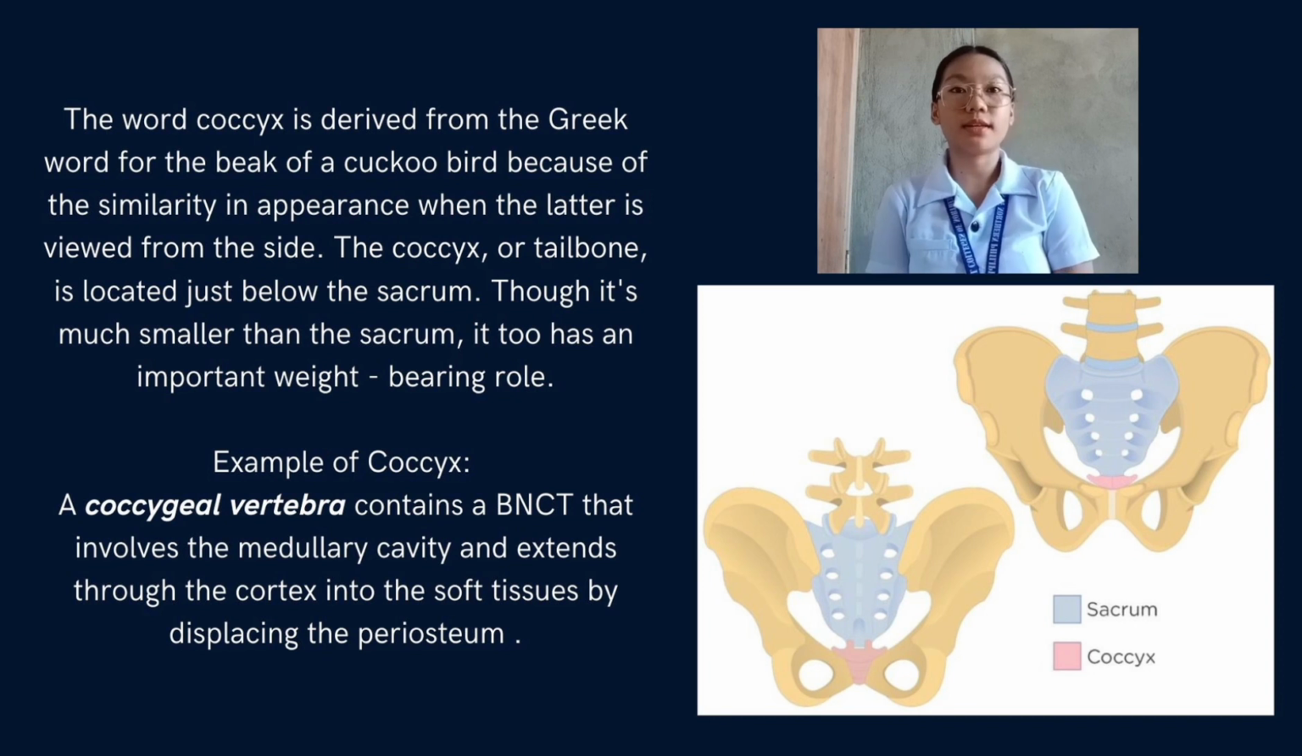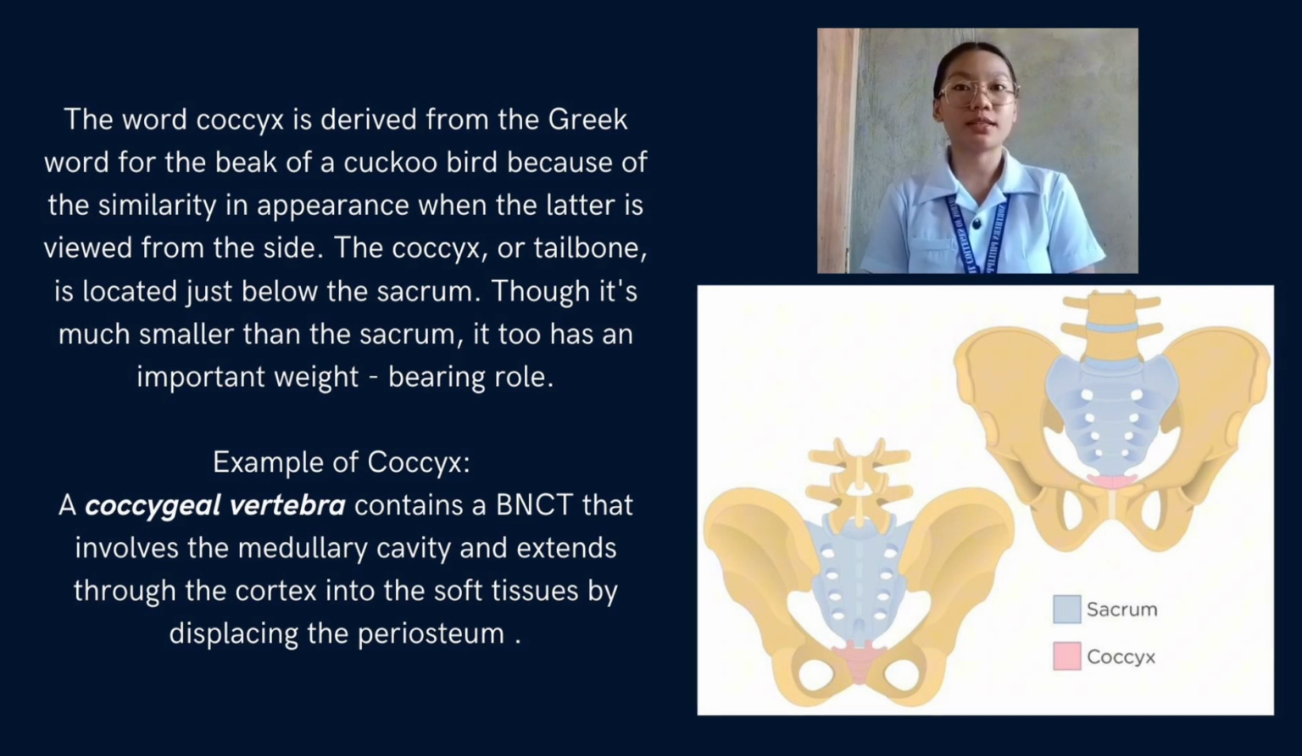The word coccyx is derived from the Greek word for the beak of the cuckoo bird because of the similarity in appearance when the latter is viewed from the side. The coccyx or the tailbone is located just below the sacrum. Though it is much smaller than the sacrum, it too has an important weight-bearing role. The coccyx helps support your weight while you sit. If you lean back while sitting, such as reclining in a chair, the pressure on your coccyx increases.